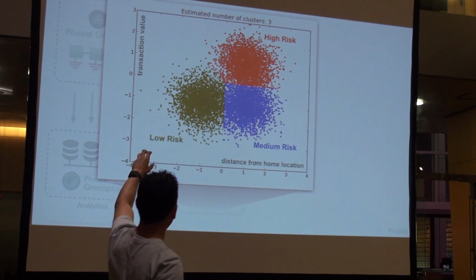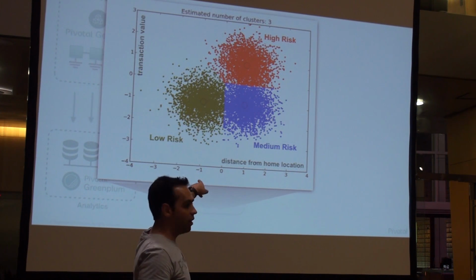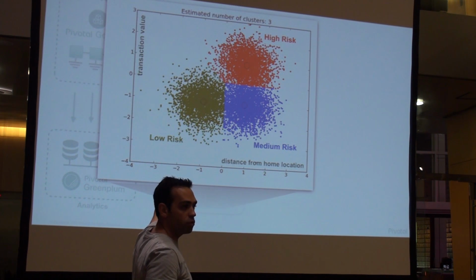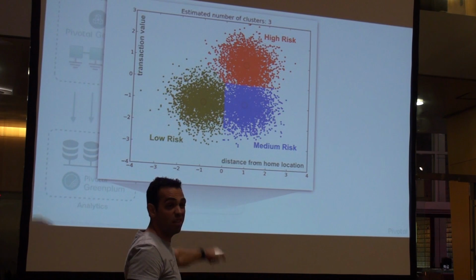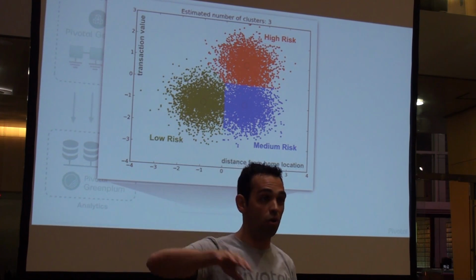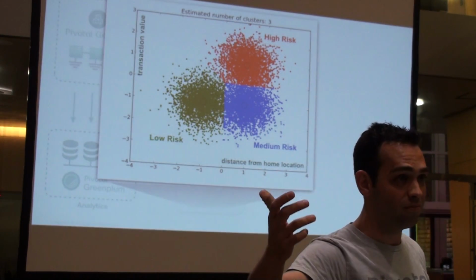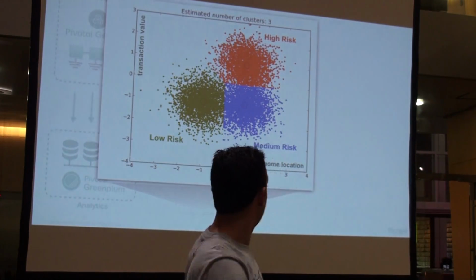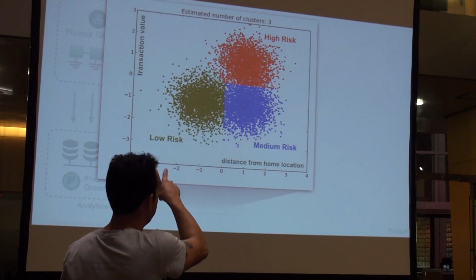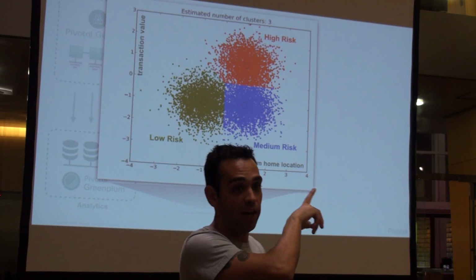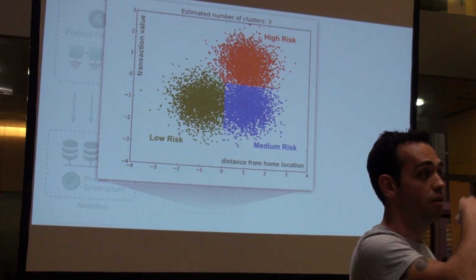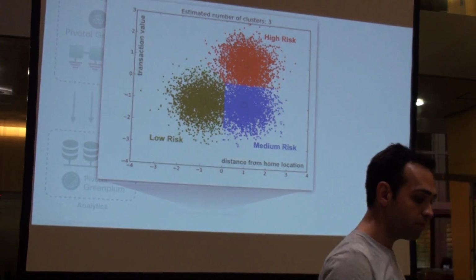One of these clusters has small values and small distances. So small values on transactions close to home location. That means myself transacting at home, $10. Nobody's going to flag that. Then a medium risk point, and then the ones that we want to flag, those are high risk transactions. Far from home location, high value.